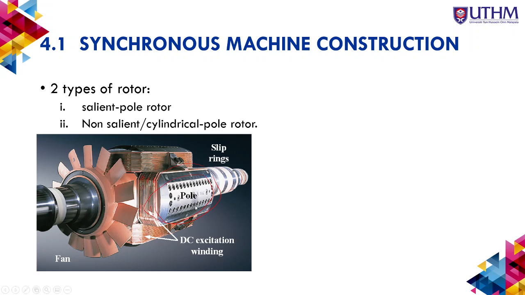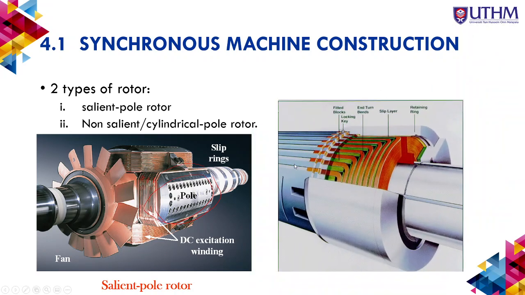Then there is the non-salient pole, or cylindrical rotor. It looks like a cylinder where the coil is in the slots, the few slots over here. It is quite easy to differentiate, because you can see the pole is like a bump over here. There is a bump here, so we can differentiate salient pole and non-salient pole.